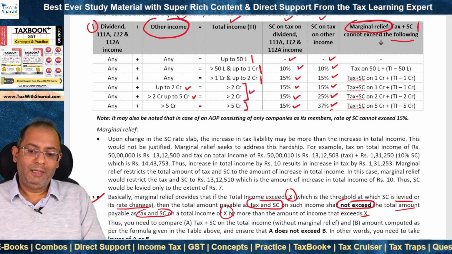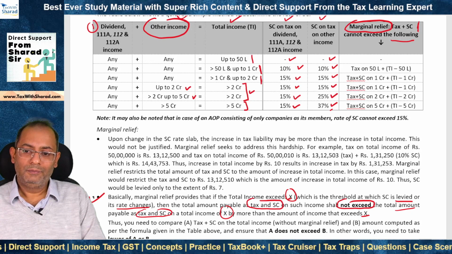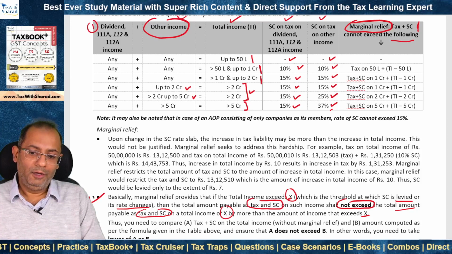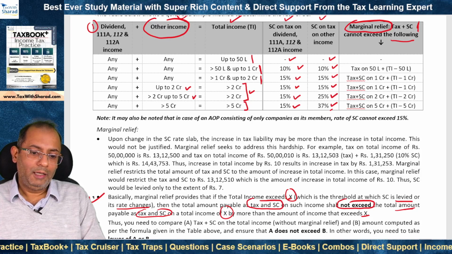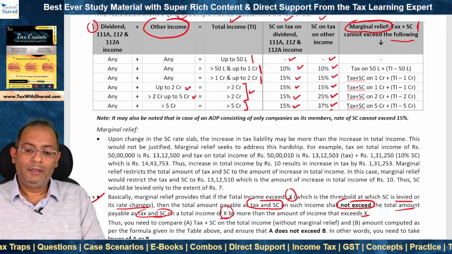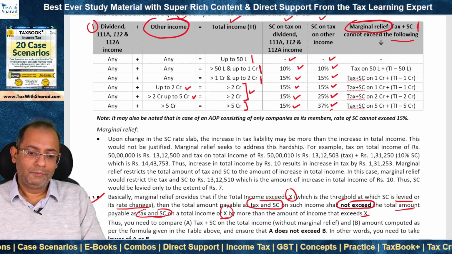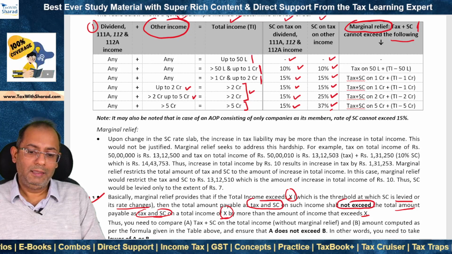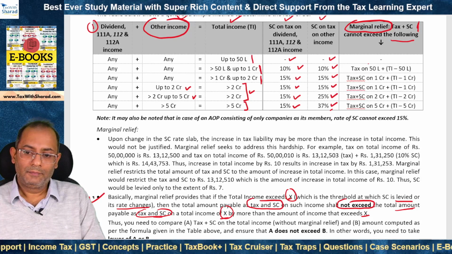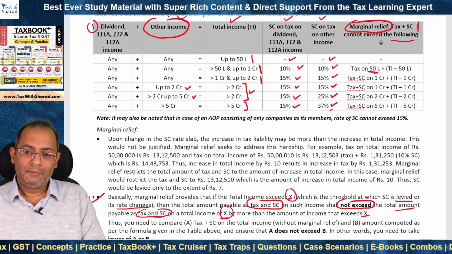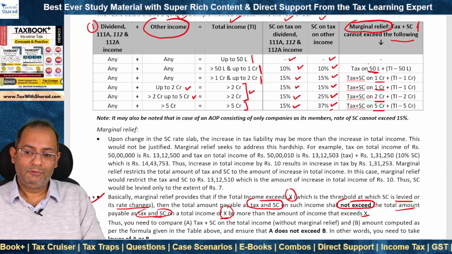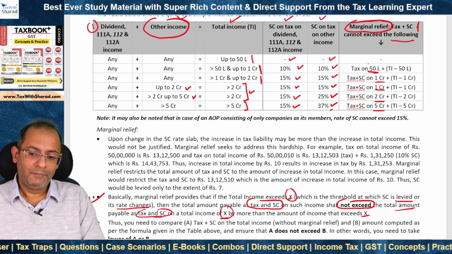So the total amount payable as tax and surcharge cannot exceed the following. The total amount cannot exceed the total amount payable as tax and SC on a total income of X. That is the total income for the threshold. So tax on 50 lakh, tax plus surcharge on 1 crore, tax plus surcharge on 2 crore, and tax plus surcharge on 5 crore. This is X, basically the threshold.